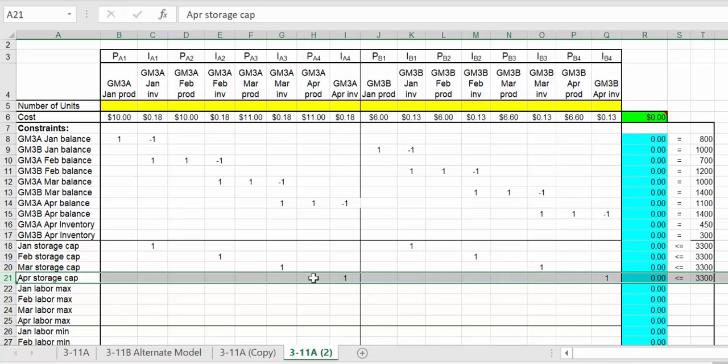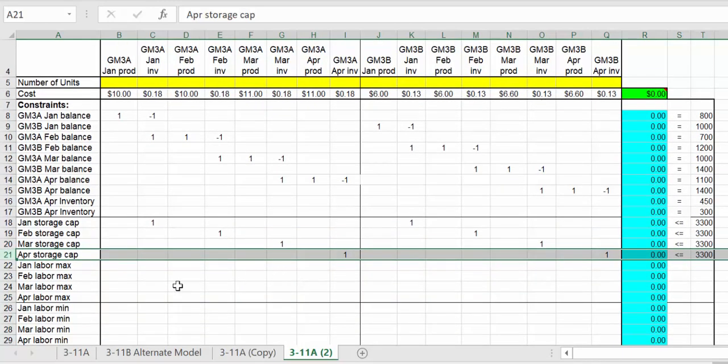Now there are also labor maximums, as you can see, and there are labor minimums. So let's take a look at that.